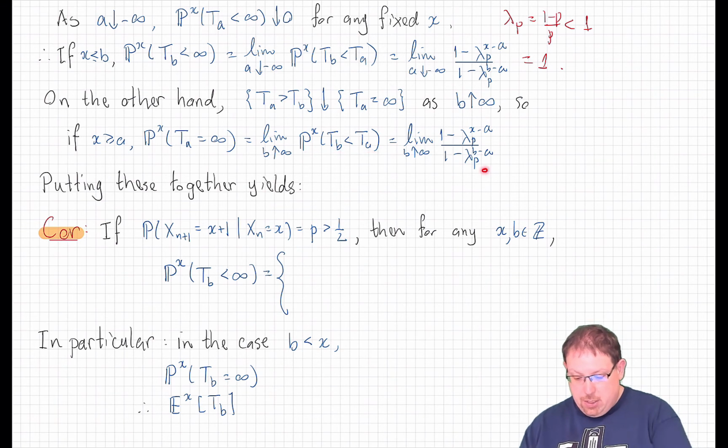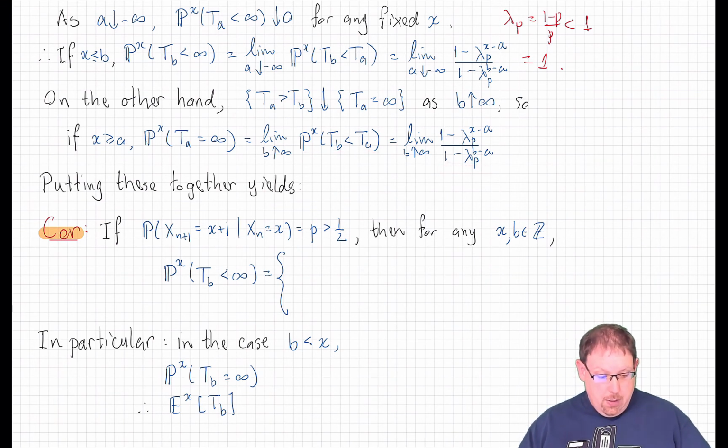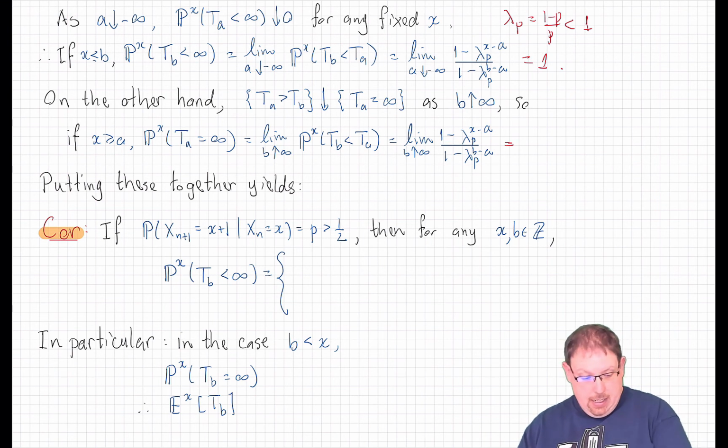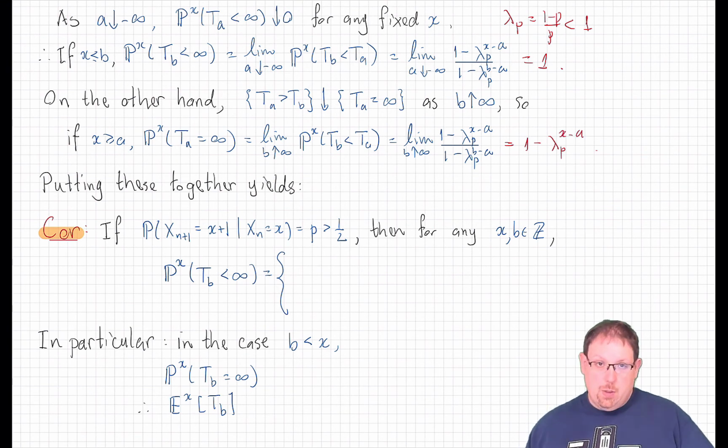And that's what we just calculated from the gambler's ruin, which again we can easily check from calculus is equal to 1 minus lambda p to the x minus a, which is a number that is not 1, but is strictly greater than 0. There is always some chance that we will not reach A in these biased random walks.